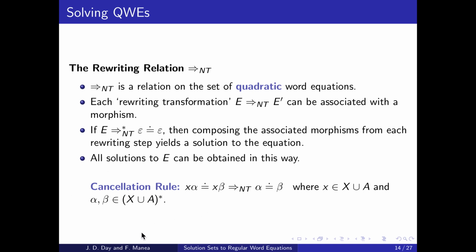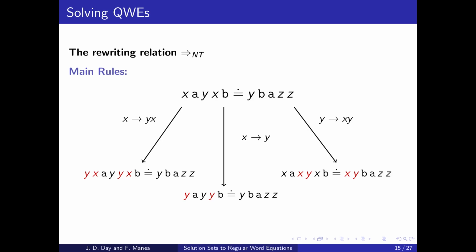Now the first rewriting rule is a basic cancellation rule. If we have the same symbol in the leftmost position on both sides of the equation, a variable or terminal symbol, then we can simply cancel it, and we don't change the set of solutions in that case. So we have this rewriting rule belonging to our rewriting relation, and the corresponding morphism in this case is the identity morphism.